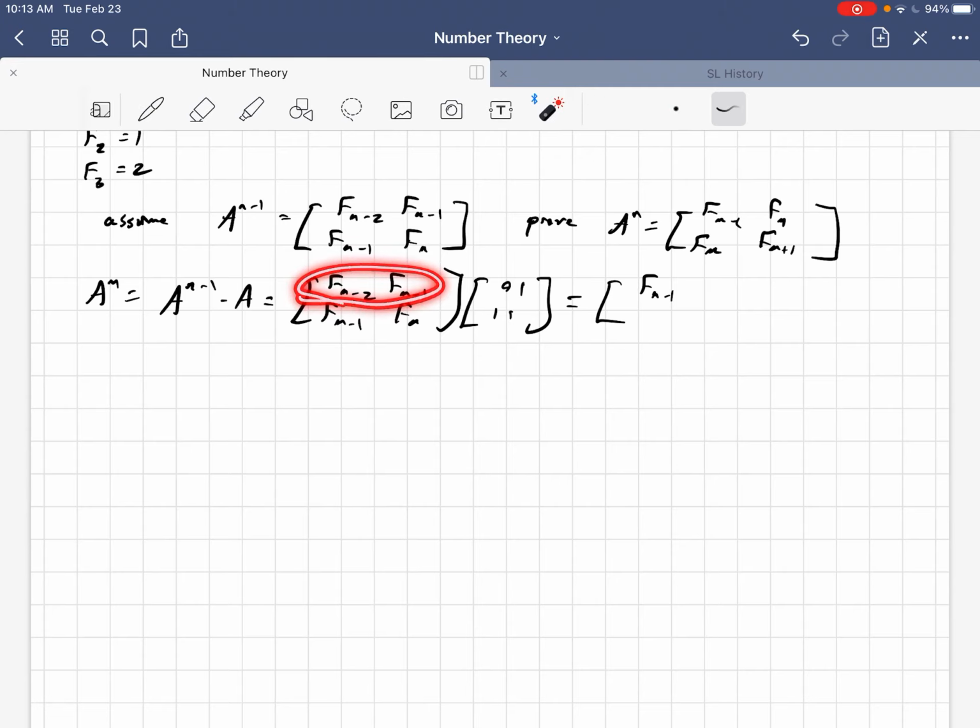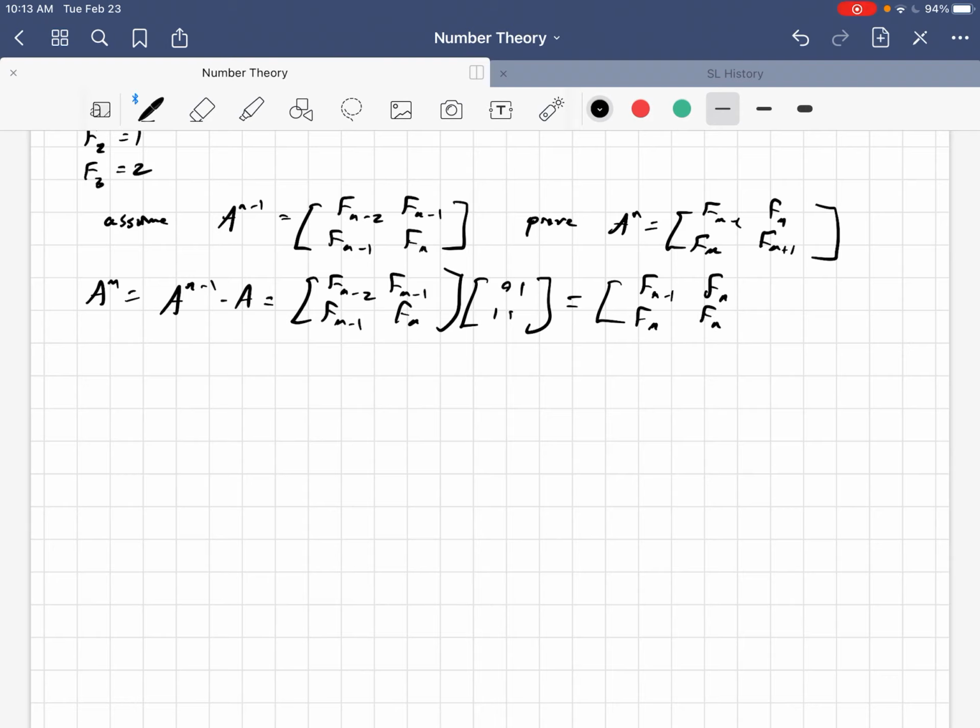I do row 1 and I dot it with column 2. I get f sub n minus 2 times 1 plus f sub n minus 1 times 1. And f sub n minus 2 plus f sub n minus 1 is f sub n, which is the same thing as what we get down here.